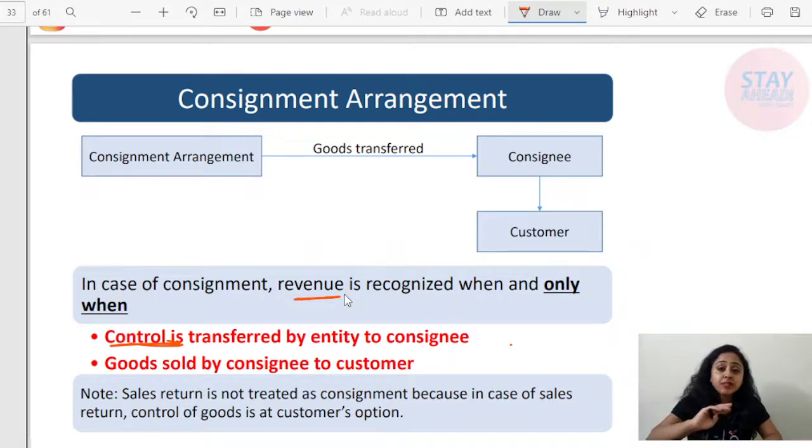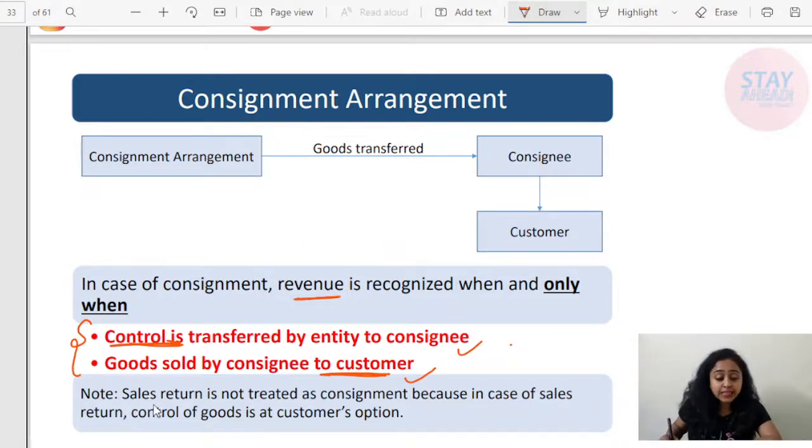The consignor has the whole right to ask back the remaining stuff. Okay. So the consignor is having all the risk and rewards. It has not transferred the ownership, the control. Therefore, it will not record the revenue. It will only record the revenue when it gets finally transferred to the customer. Okay. Control is transferred by the entity to the consignee, or goods are sold by the consignee to the customer. These are the two cases, and only then will the revenue be recorded.